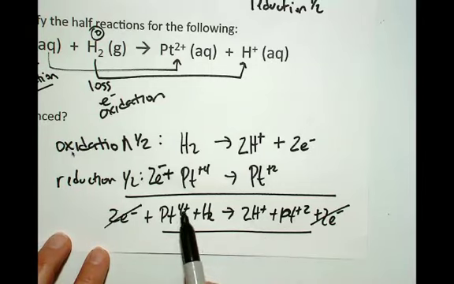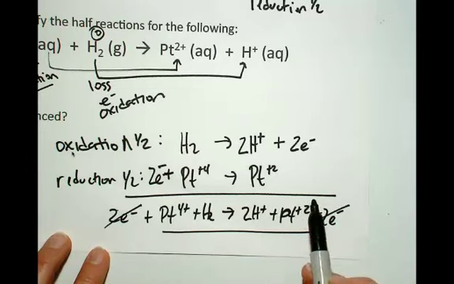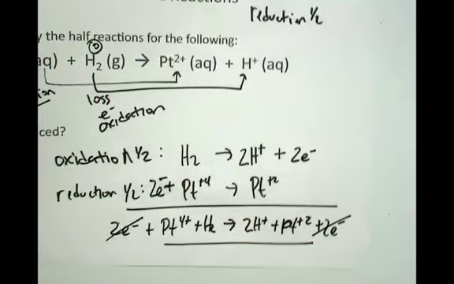On the left hand side, the total charge is +4, and on the right hand side, the total charge is +2. Okay, so that's another skill, so you're not thrown when you see half reactions later on as we move along.